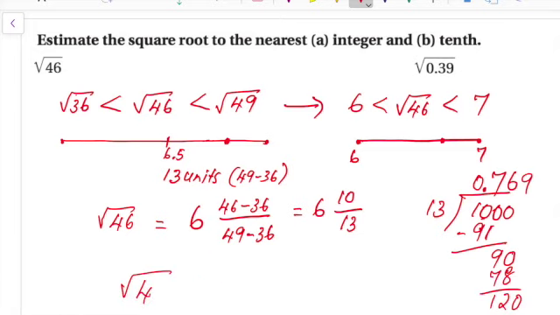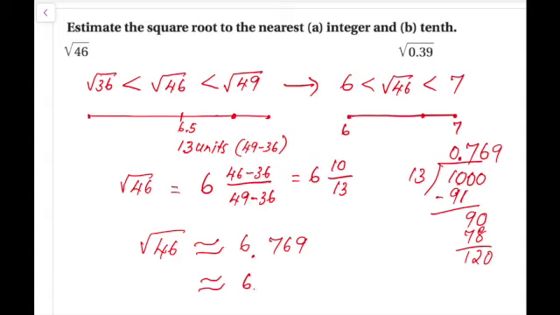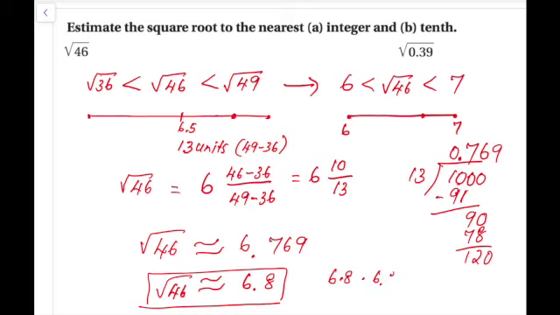The square root of 46 is approximately equal to 6.769, approximately equal to 6 and 8 tenths. And if you multiply 6 and 8 tenths by 6 and 8 tenths, you get 46 and 24 hundredths. So that's very close to 46. So this is the approximation. I hope you understand that.